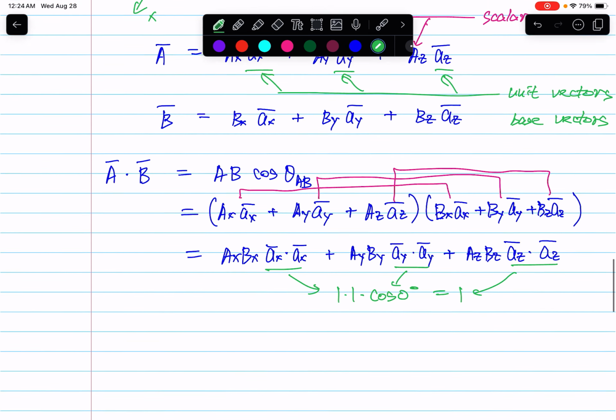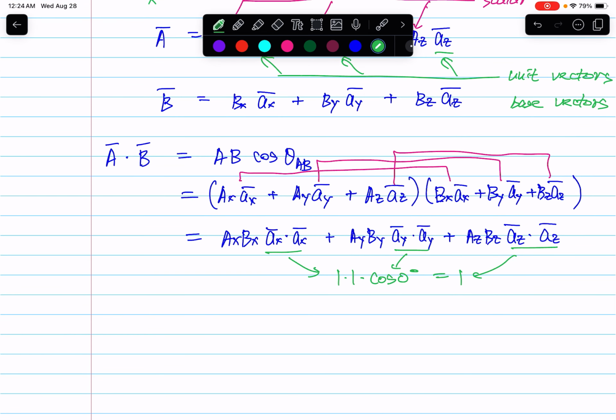So you will see that this boils down to AX BX plus AY BY plus AZ BZ. Okay, and you can see that these are all just scalars. So this is a scalar result.